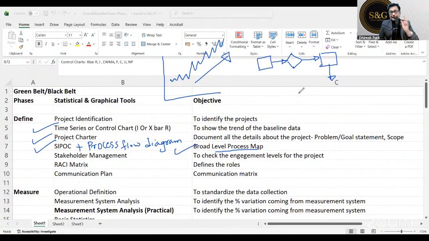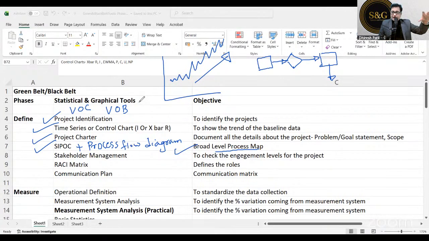VOC also will fit into this define phase only. Actually, VOC etc. is a part of project identification only. Generally we identify the project either from voice of customer, which we call an external project, a customer driven project, or from voice of business. These are internal projects, business driven projects. For example, customer complaints is a voice of customer project, and machine downtime reduction or average call handling time reduction or attrition are purely internal business related projects.